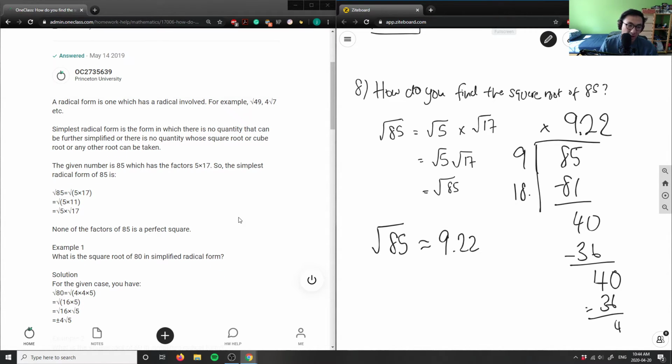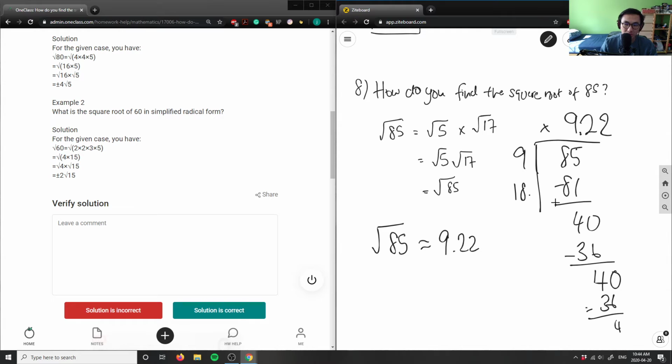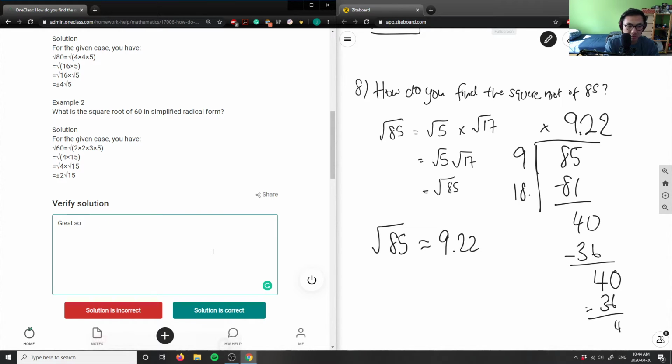That's perfect. And none of the factors of 85 is a perfect square. So they just stopped there, which is totally fine. 9.22 would give me the method using the long division solution. So I'll say great solution and analysis. If I were to use long division method to find a decimal, I would get 9.22 as my solution here. So the solution here is correct.